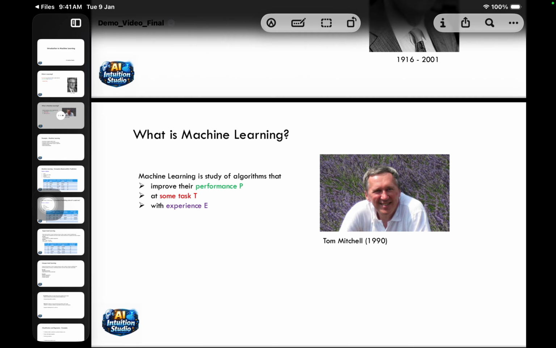In machine learning, we don't tell the computer what to do. We show it examples and the machine figures out how to do it on its own. If a machine improves its decisions by seeing more data and without changing the code, that's machine learning. Now let's understand this definition: P, T and E. What are they?